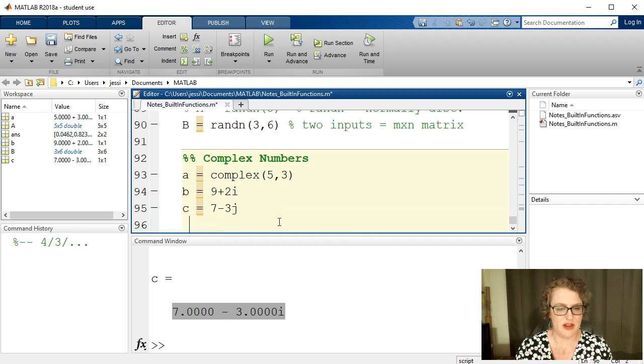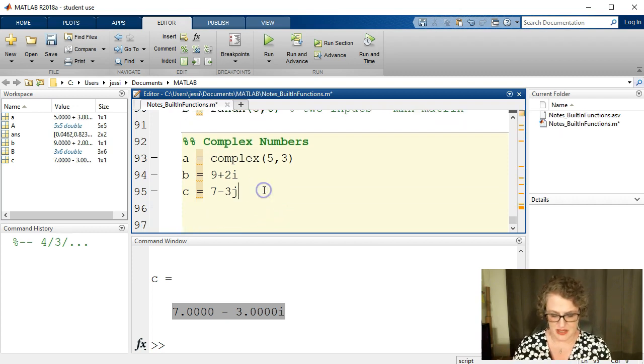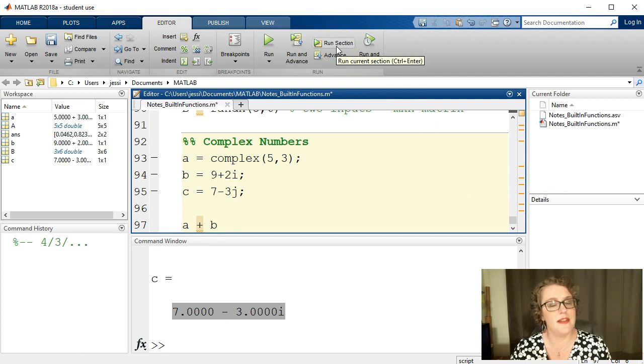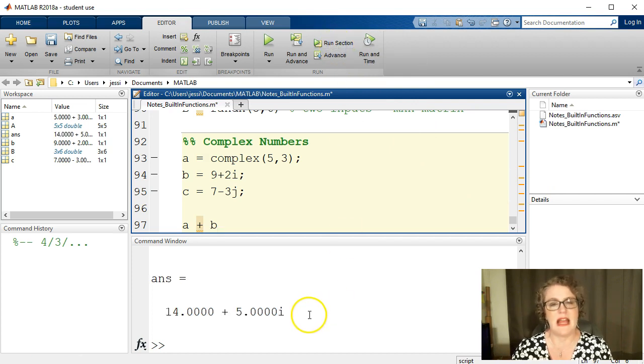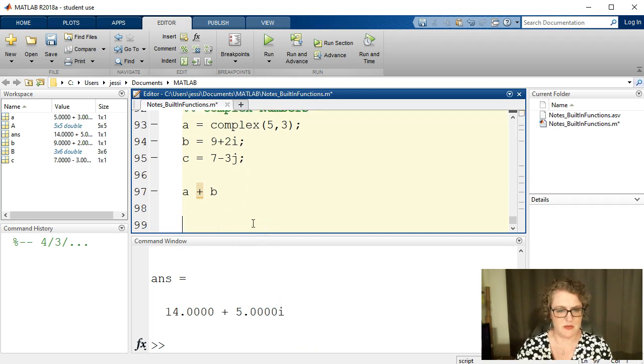We can add and subtract them. Let's suppress all of these before we continue. We can say A plus B, and of course, just like complex arithmetic is supposed to do, this is going to add the real parts and add the imaginary parts independently. So that's nice. Let's do some commands with complex numbers.